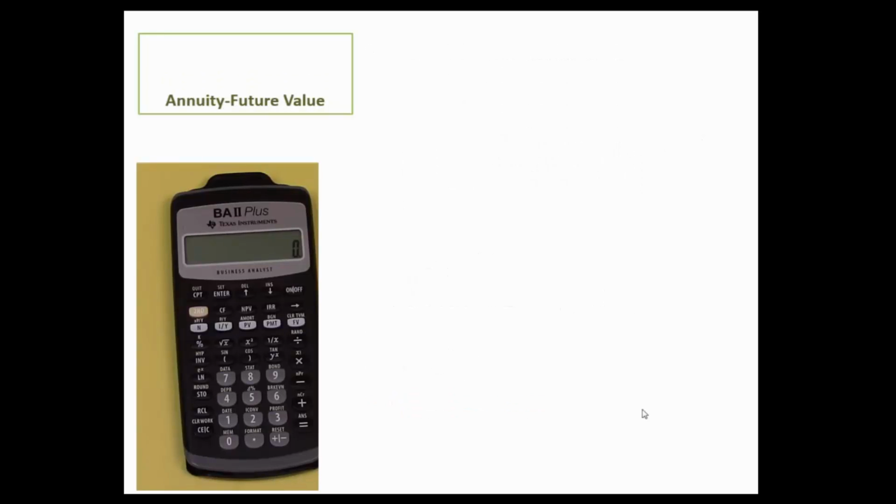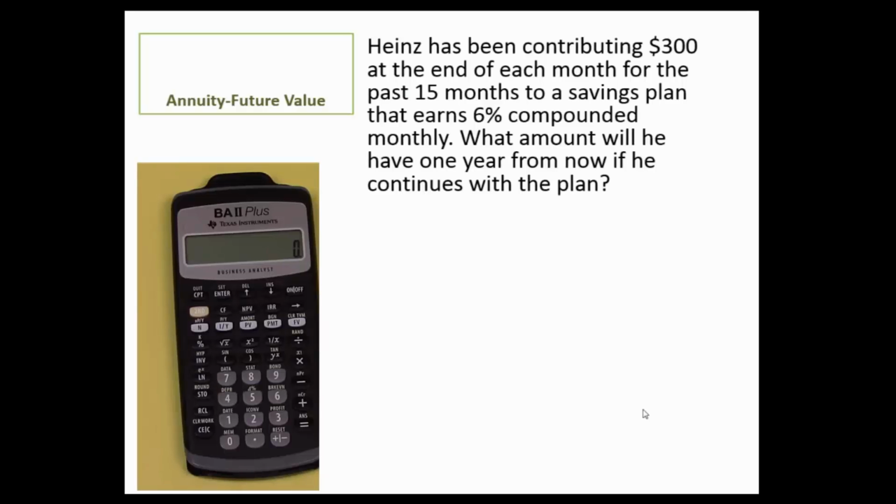Next, we'll calculate annuity future value. Using the example, Heinz has been contributing $300 at the end of each month for the past 15 months to a savings plan that earns 6% compounded monthly. What amount will he have 1 year from now if he continues with the plan?